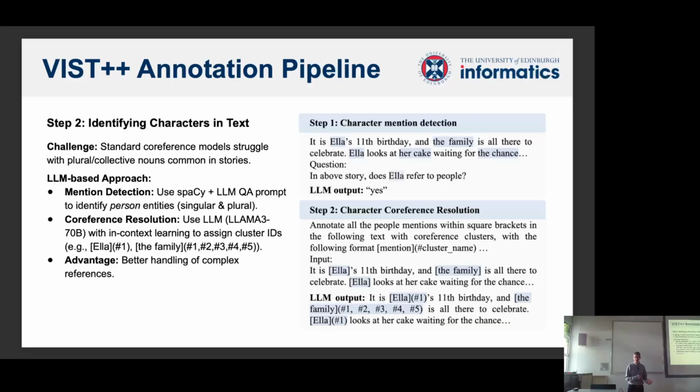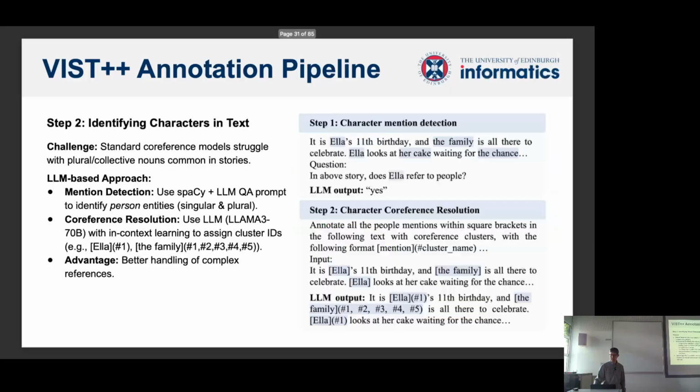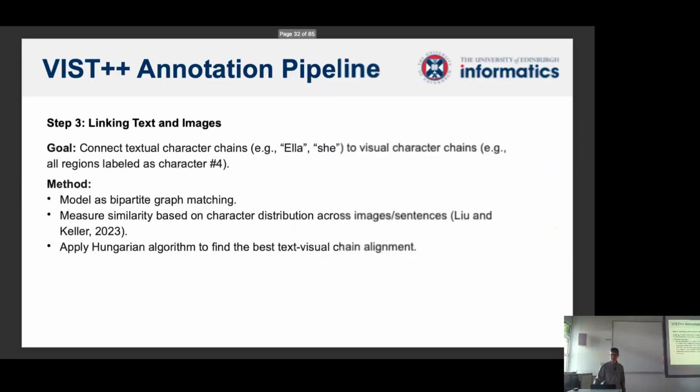Okay, now we're almost there. We have identified our character chains or character clusters and our chains of referring expressions, pronouns, and so on. And now we put them together. So a chain like Ella and she has to be connected to all the characters labeled for example. And this can be solved by bipartite graph matching. It's a graph matching problem because we have the two graphs, the visual and the textual one.